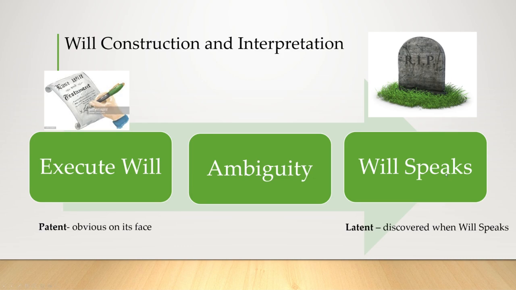All right, so again, we are looking at will construction and interpretation, and this time we are looking at when there is an ambiguity in the will. And the question becomes, is the ambiguity one that should have been discovered from the face of the will, known as a patent ambiguity? Or is it one that really cannot be discovered until the will speaks and you begin to try to carry out the terms of the will?